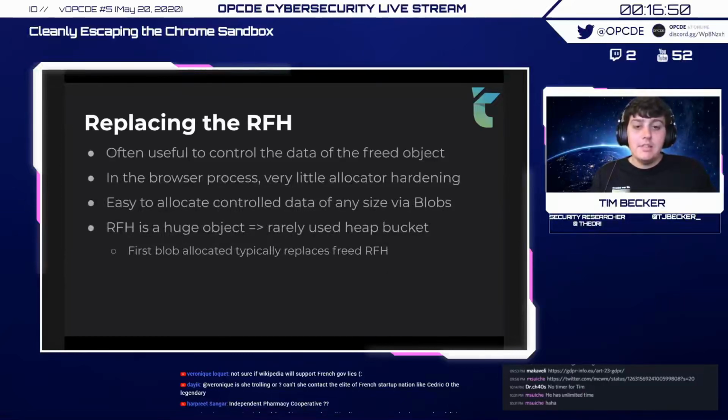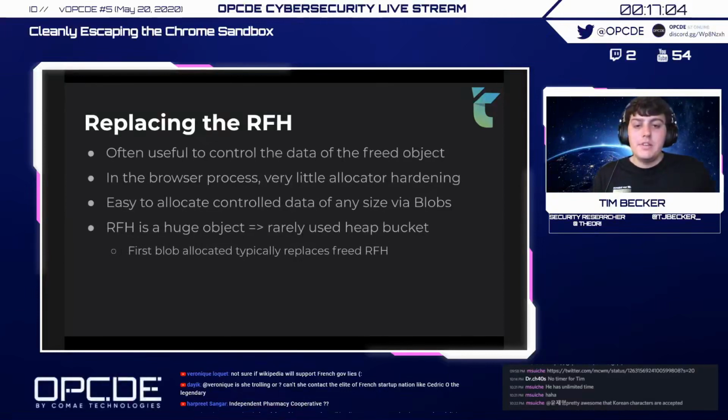And actually, in the Chrome browser process, this is relatively easy because there's very little allocator hardening, which would prevent objects of different types from reclaiming the same memory. It's also really easy to control allocations in the browser, where you can make an allocation of any size and put any data there using the blobs API, which is a web platform feature that lets you store arbitrary data blobs in a browsing session.